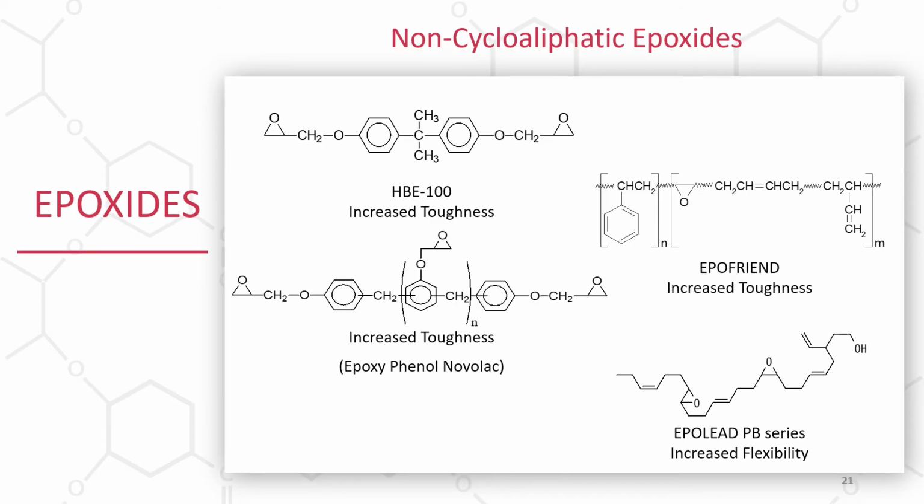In addition to cycloaliphatic epoxides, non-cycloaliphatic epoxides can be used. Here we see on this slide three different types of non-cycloaliphatic epoxides that give increased toughness, such as HBE 100, Epofriend here, or simply an epoxy phenol novolac. If you need increased flexibility, this Epolead PB series type system will give those properties. So now you can see where you can fine-tune the basic properties of your cured system.